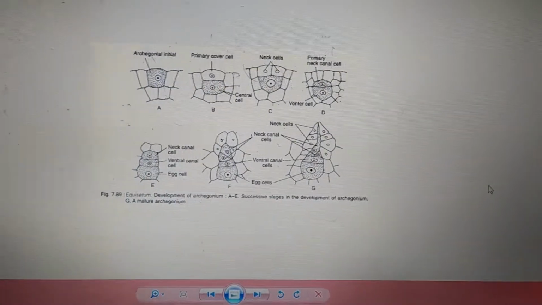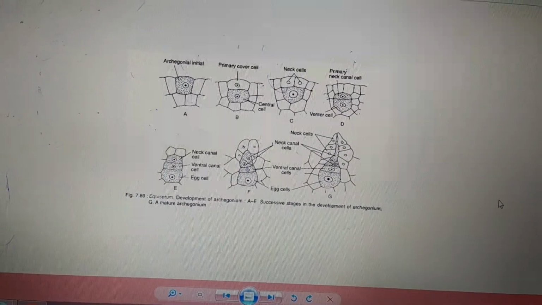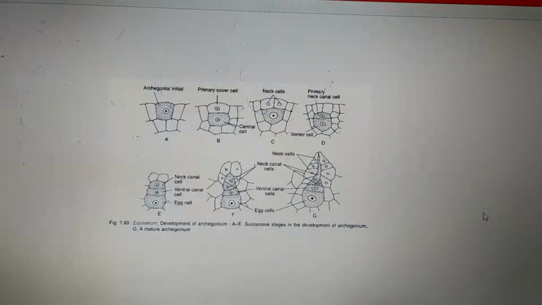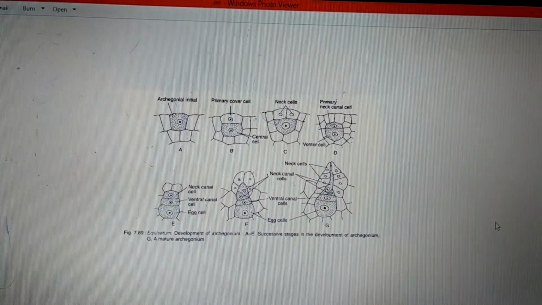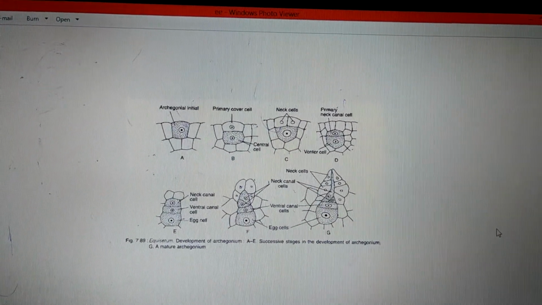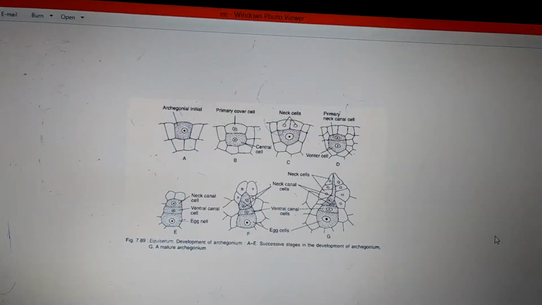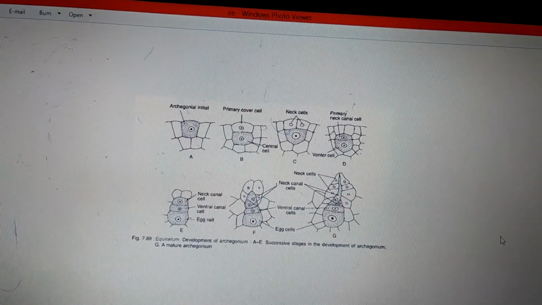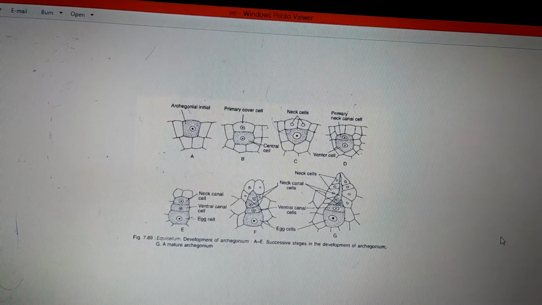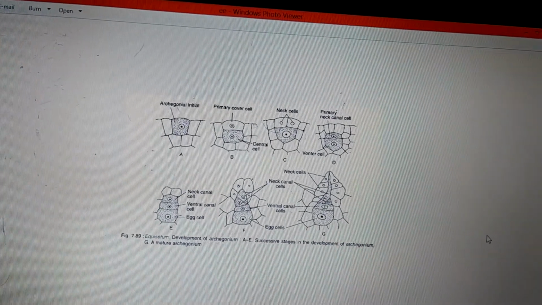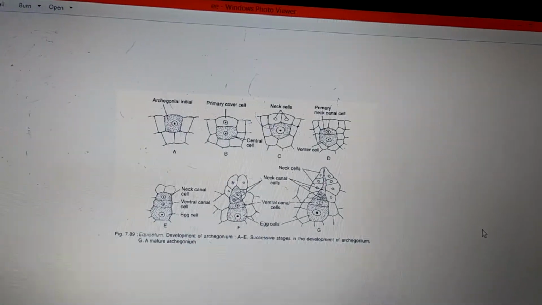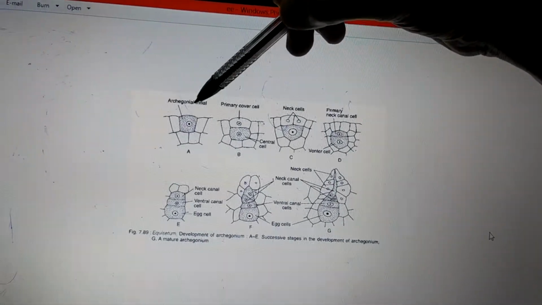We will be discussing the developmental stages of archegonium in case of Equisetum. The gametophyte is homothallic, bears both antheridia as well as archegonia, especially on the dorsal side where we have multicellular lobes. On that, any superficial cell is going to act as an archegonial initial cell.